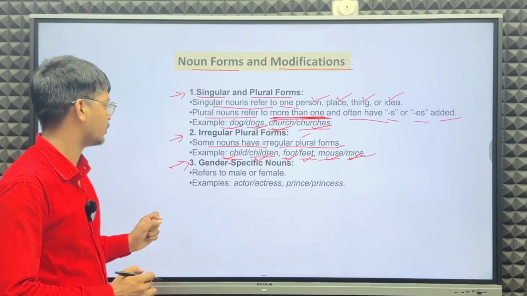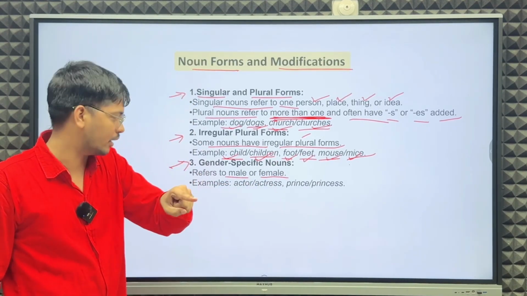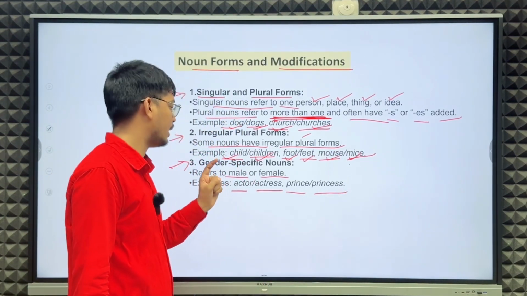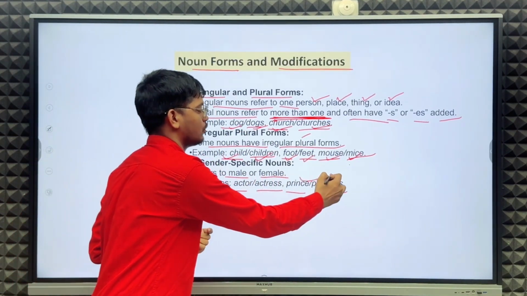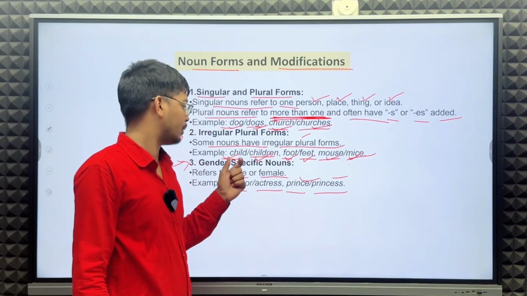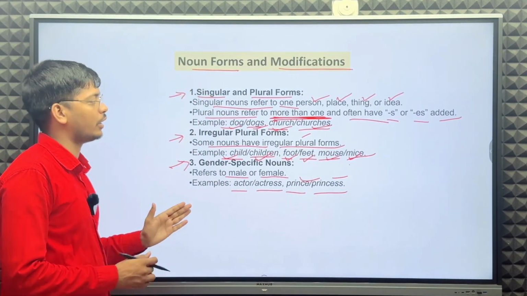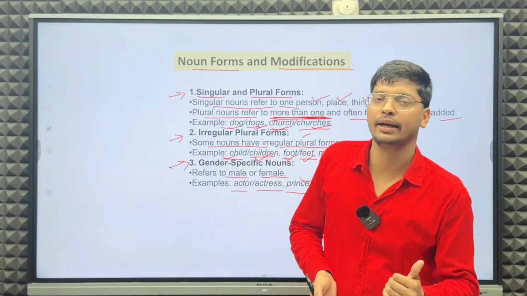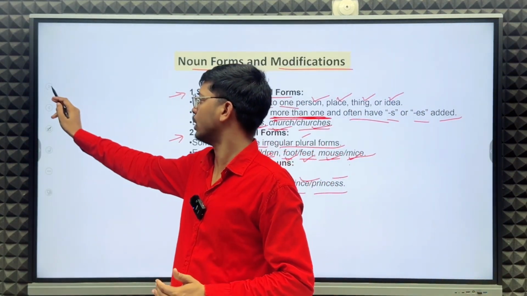Gender specific nouns refer to a male or female. For example, actor, actress, prince, princess. So they are gender specific nouns here. Actress is for female and actor for male. So they are forms of noun, and you can modify nouns like singular to plural and like male to female. Okay, so let's see our next point.